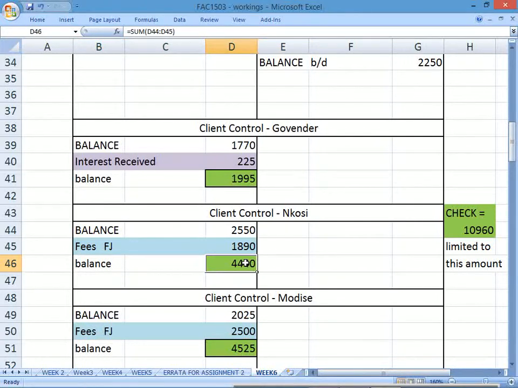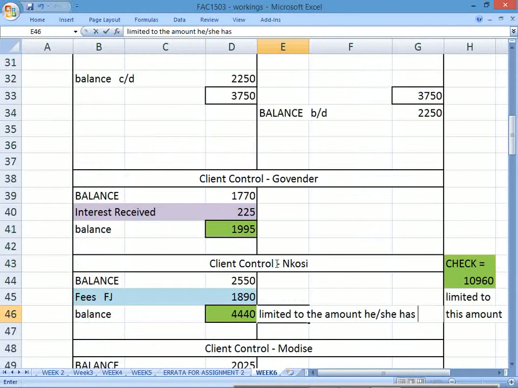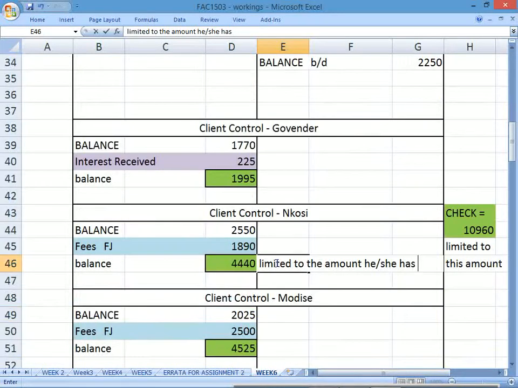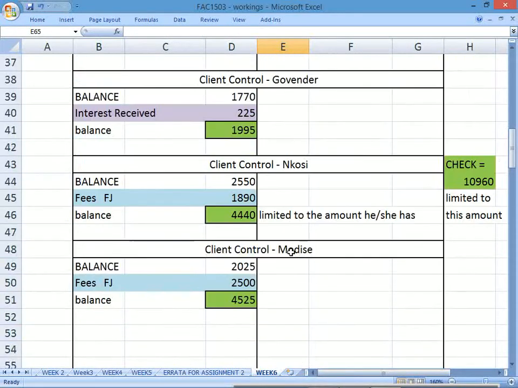Do you see that? Okay, so limited to the amount he or she has. What was the limitation? Let's go up. 3210. 3210. 3210. Does that make sense? Okay, so the reason why I showed it separately is so I can calculate and see how much each client is either owing us in terms of fees or we owing them in terms of money that they still have with us. Does that make sense?